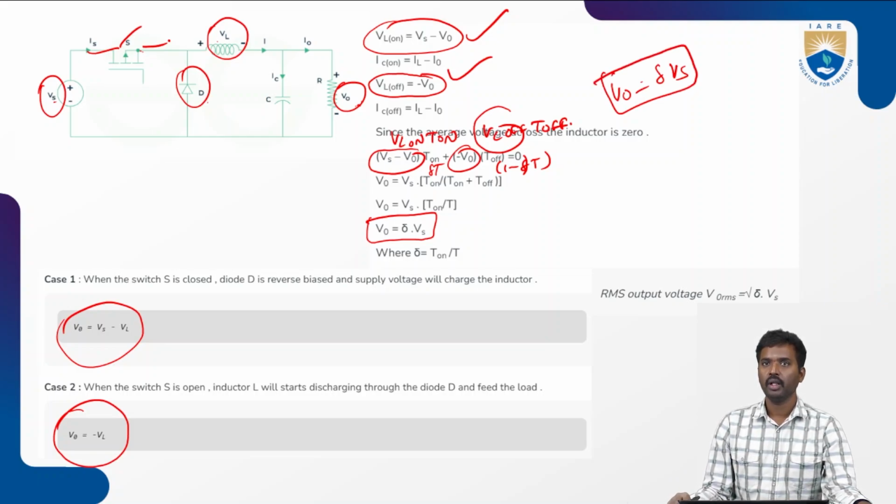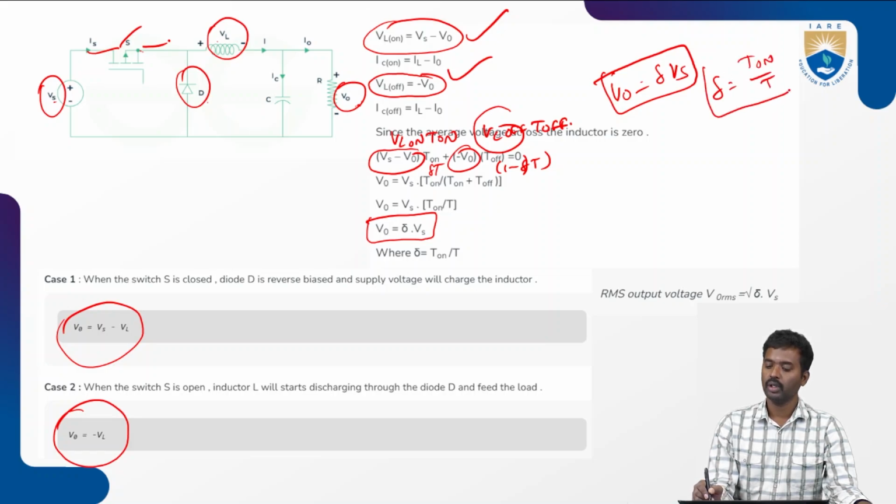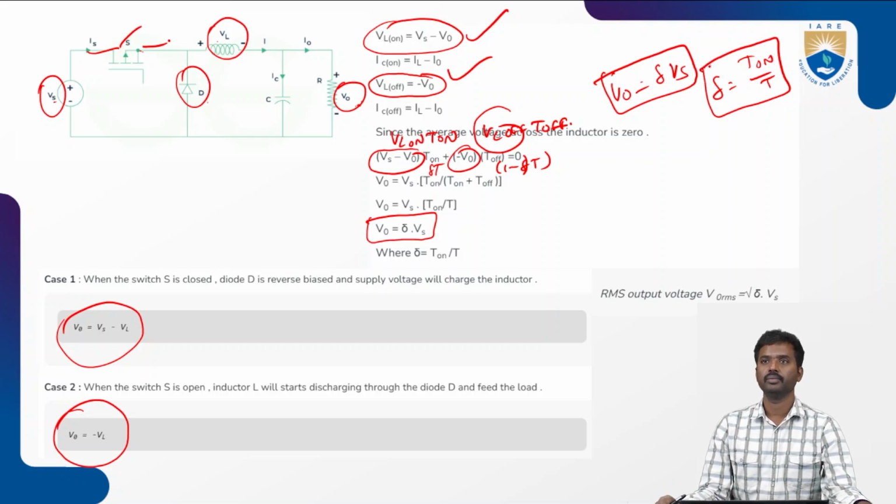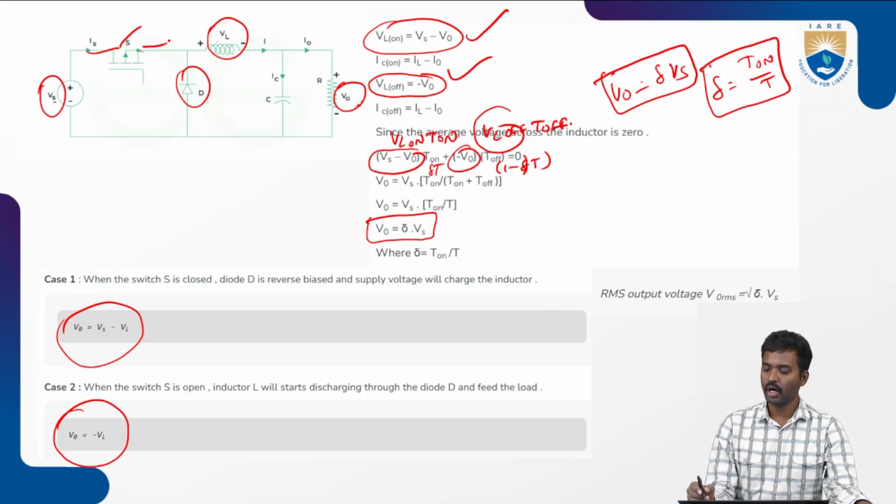And now here delta, what do you mean by delta? Delta equals T on by total time period. And what about the RMS output voltage? That equals the square root of delta into Vs.